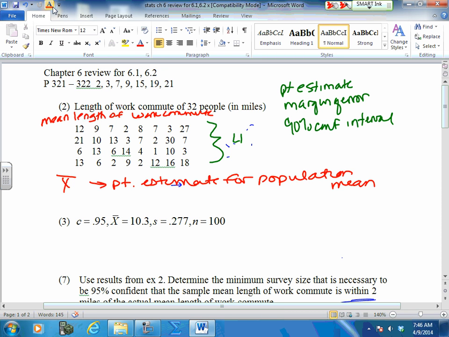So we put this into L1. Anybody come up with a mean for me? 9.5. Okay, so our point estimate is our mean, 9.5. Do you have a sample standard deviation while you're there? 7.10. Okay, good. Now, I want you to work out your margin of error and your confidence interval.